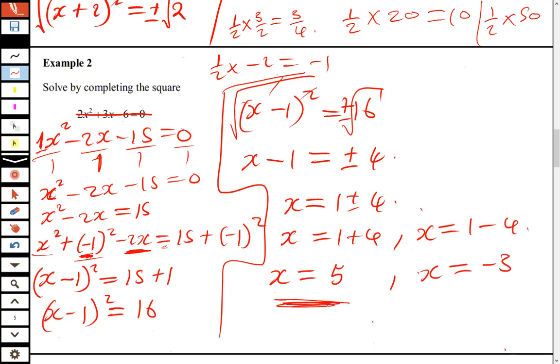So this is how we find the answers. These are the answers that I first started with when making this equation. So this is how simple the completing the square method is. It's very simple and straightforward.